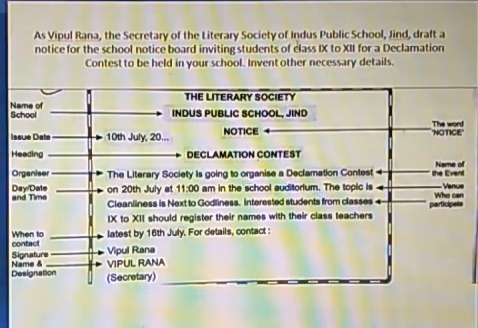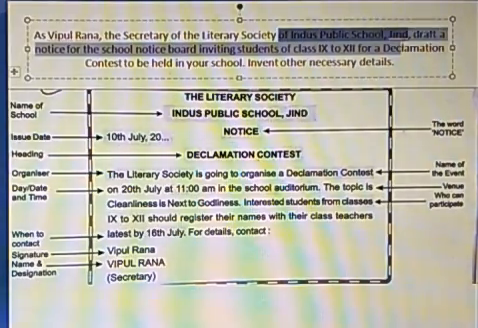In the exams, the name of the school is mentioned. When it is not mentioned, don't write the name of your school. You can write it like this, XYZ school or whatever. So, Vipul Rana is the name of the person who is issuing the notice. His designation is secretary. Secretary of what? Literary Society. It is of the school. So, in the beginning, you have to write Indus Public School, Jeend.